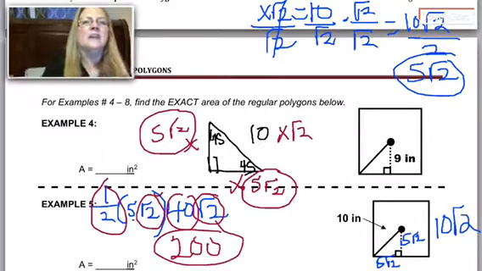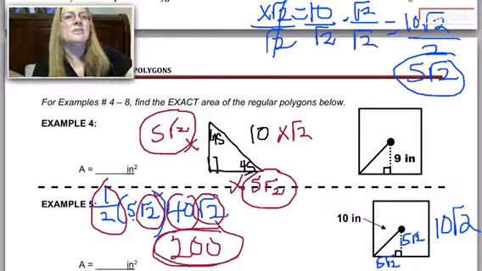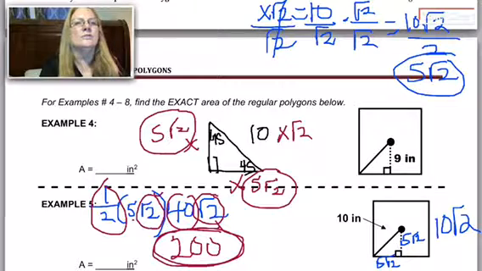Okay, you can put that in your calculator if you want. Just make sure you understand that the square root of 2 times the square root of 2 is 2. So here we're not going to have any square roots in our answer. The answer is just going to be 200.